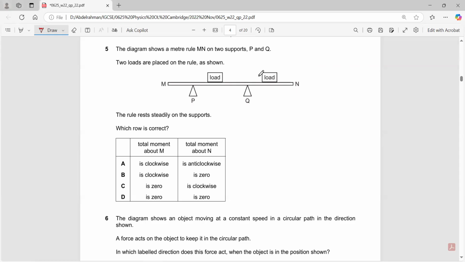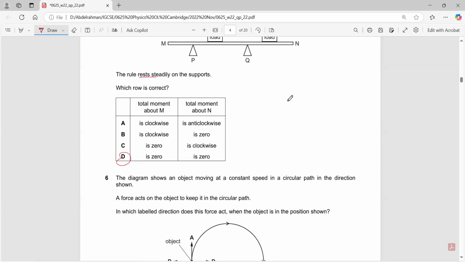Is there a clockwise moment? Is there an anti-clockwise moment? No, there are none. Why? Because it's resting. It's in equilibrium. So the total moment is zero on both ends. Zero resultant moment. This is what we call zero resultant moment.